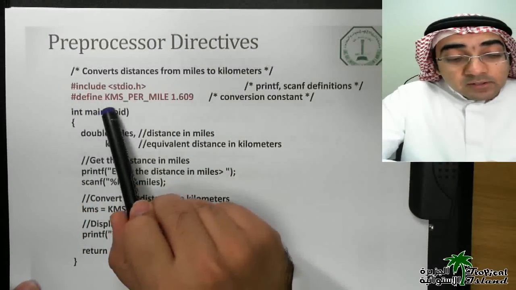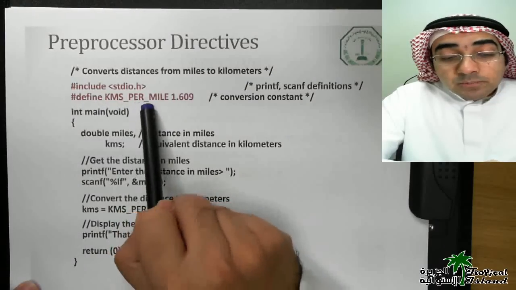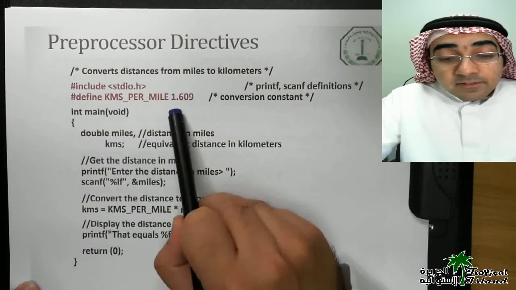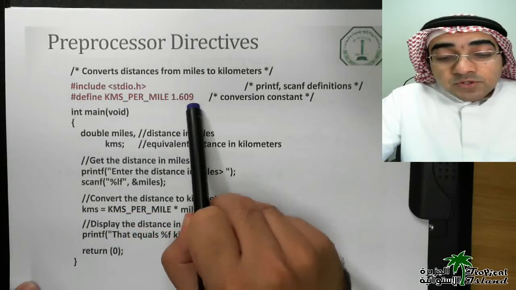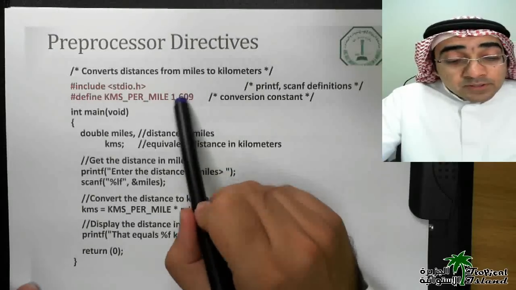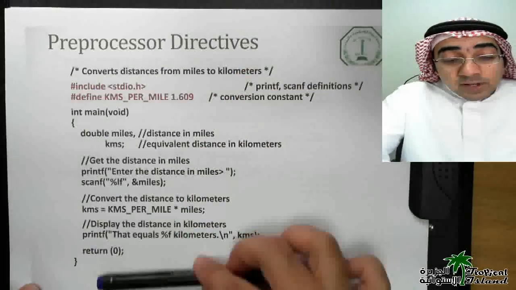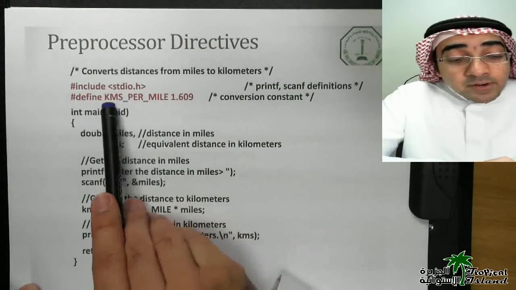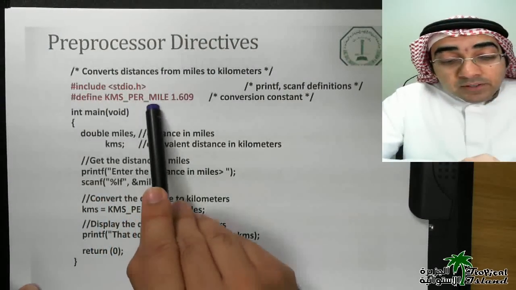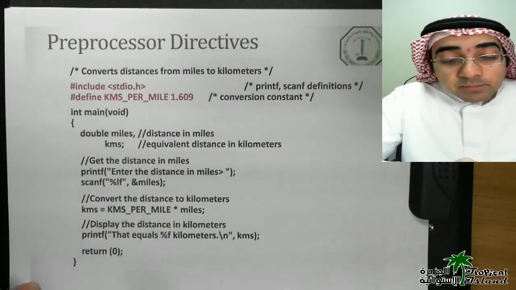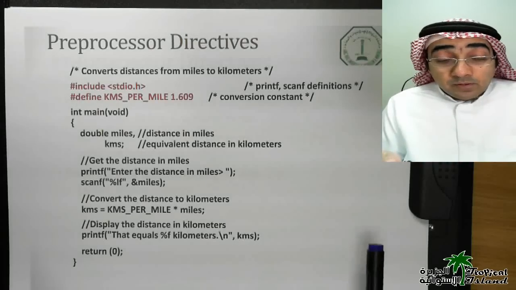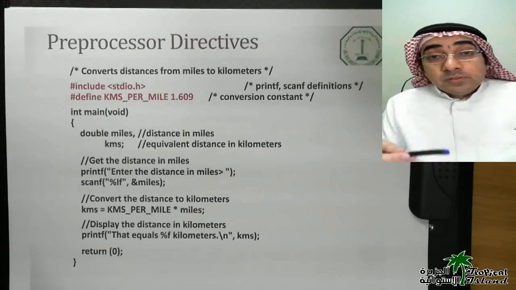So an example over here is hash define KMS_PER_MILE, and the value that I wanted to take is 1.609. Now what this is going to do is the compiler is going to look at your source code, and whenever it sees KMS_PER_MILE, it's going to replace it by 1.609. Another example could be if you wanted to define pi.